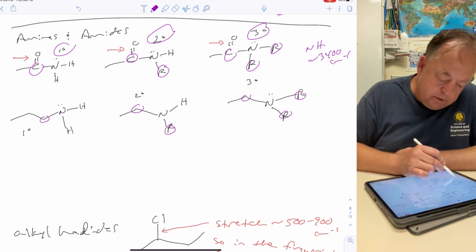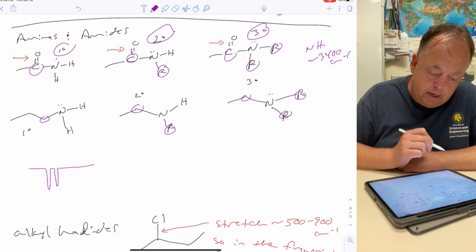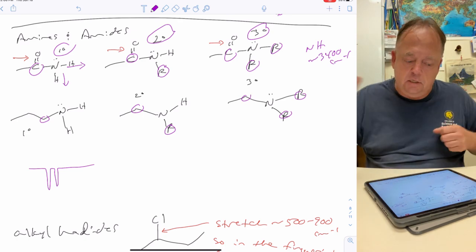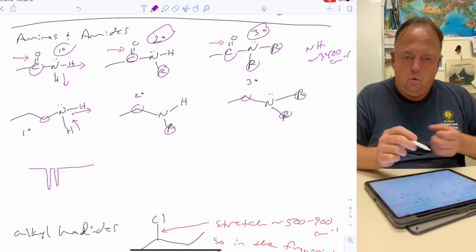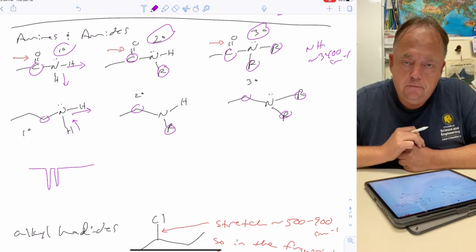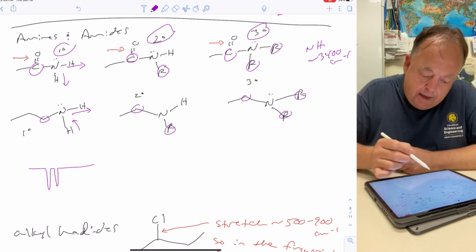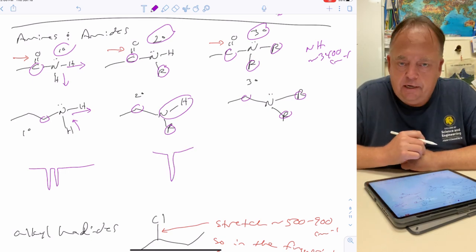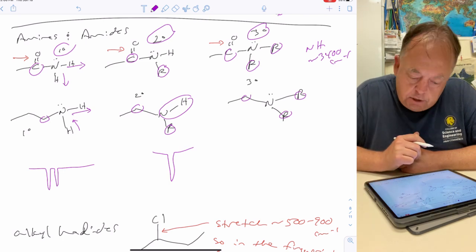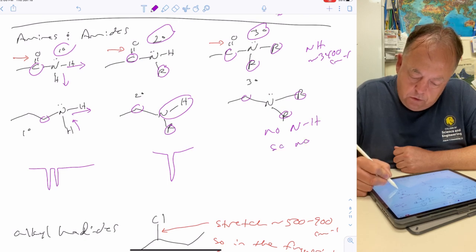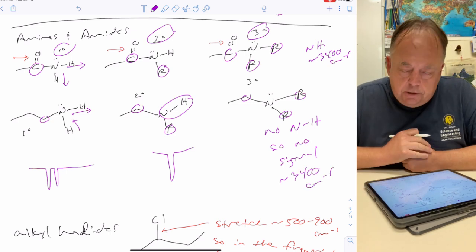So the primary amines will give 2 peaks in IR because you have the symmetric stretch, where you stretch the NHs in the same direction at the same time, or the asymmetric stretch, where one compresses while one stretches. So that would give you two different signals. If it's a secondary, you only have one NH, so you would only see one signal in the 3400 region. And if it's tertiary, there is no NH, so there would be no signal around 3400.